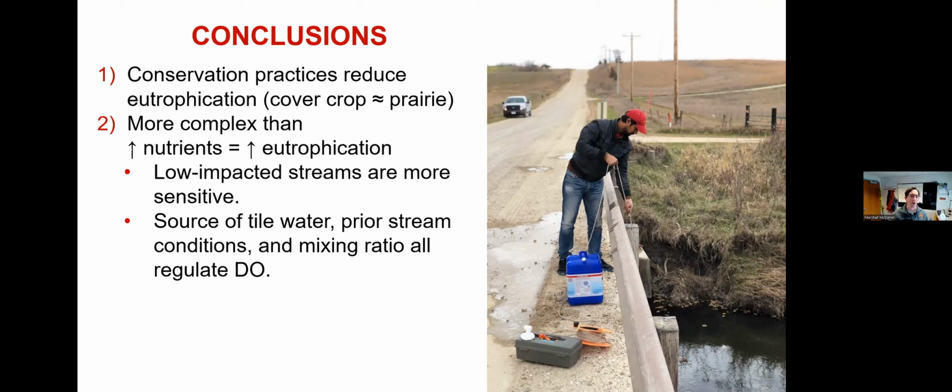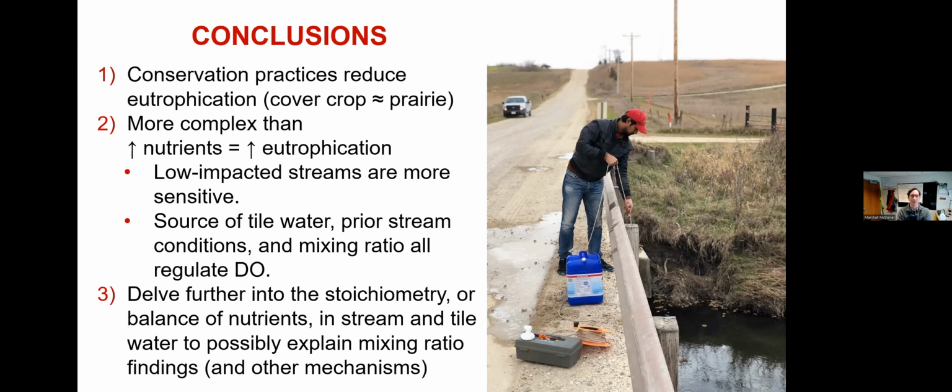The source of the tile water, prior stream conditions, and that mixing ratio really are throwing a wrench into this simple idea that more nutrients equals more eutrophication in a stream, right? And as I mentioned, we're trying to delve further into the stoichiometry. We worked with Grace Wilkinson, who's now at University of Wisconsin. She was IDing some of the algae we found. So we're looking at the algae species that were in our water samples, and at the balance of nutrients with carbon and some other mechanisms that might explain our unusual findings.